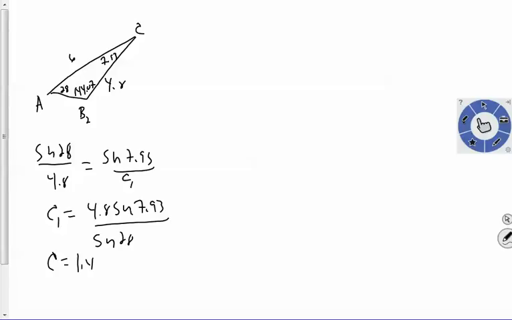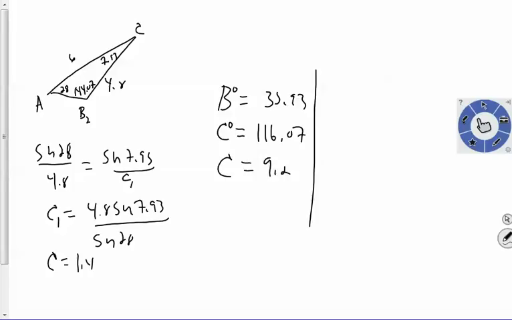Basically we have two situations. There are two triangles. There's one angle B which is 35.93, one C situation where it's a 116.07 C angle, and where side C is equal to 9.2. But the other one, the other possible angle is 144.07, and then the other angle is 7.93 degrees, and the other length is 1.4. So you have to be mindful of that.